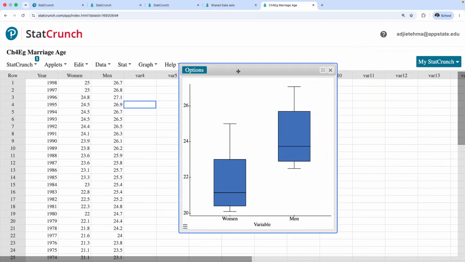The first question I want to ask you is, do you see any outliers in any of these box plots? Yes or no? How many of you think there is an outlier? How many of you think there is no outlier? Okay, so we are all good on identifying whether a box plot has an outlier or not.